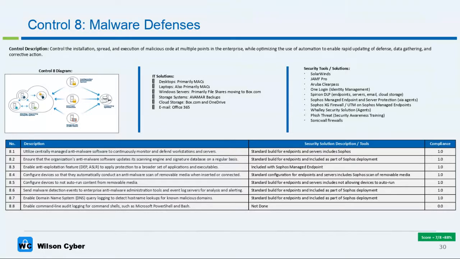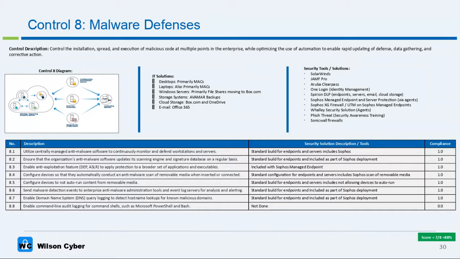Centrally manage anti-malware software. Ensure the organization's anti-malware software updates its scanning engine and signature database on a regular basis. Enable anti-exploitation features such as DEP and ASLR. Apply protection to a broader set of applications. Configure the devices so they automatically conduct anti-malware scans. Configure devices to not auto-run content from removable media.